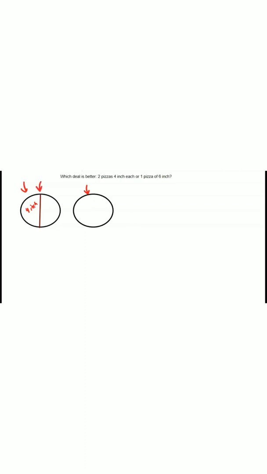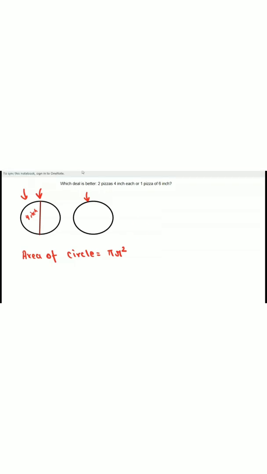Now, you know that this is a circle, and you want to find the area. So, we know that the area of a circle formula is pi r square, where r is the radius of the circle. Why are we taking a circle? Because pizza is in circular shape, and that is why we are taking a circle. Now, we are finding the area of a circle, pi r square.